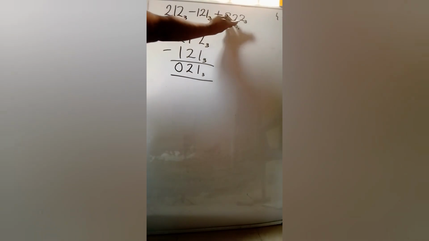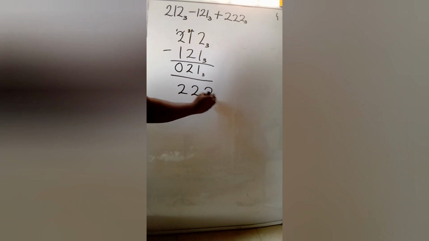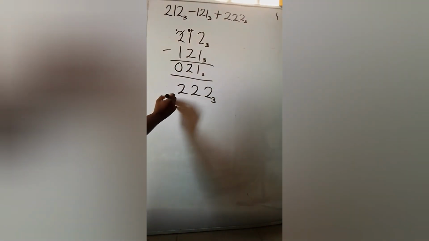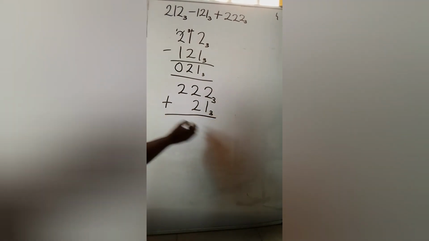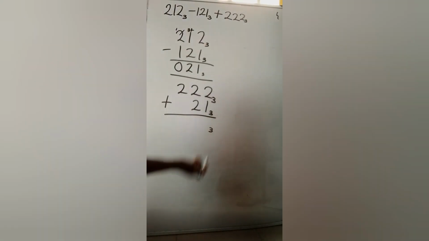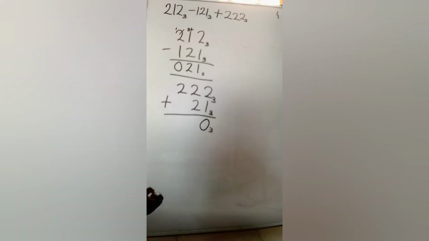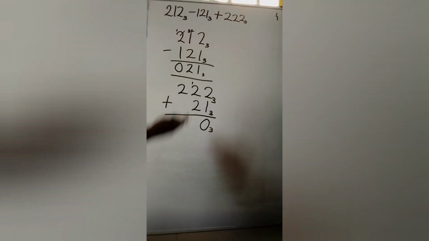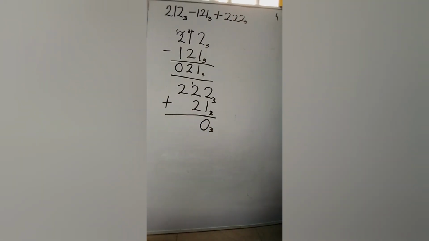We now move further to add it to 222 base 3. 222 base 3 plus 21 base 3, all in base 3. 2 plus 1, 3. We can't write 3 here because we are dealing with base 3. So this is 0, carry 1. 1 plus 2, 3. 3 plus 2, 5. 5 is more than 3, so we can't write it here.